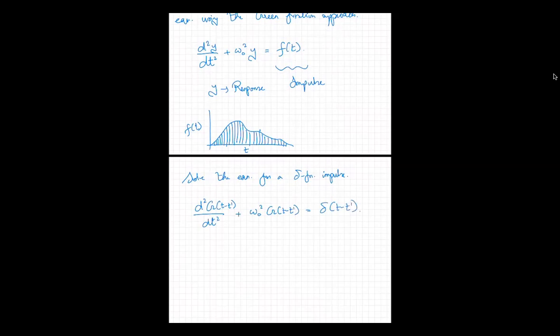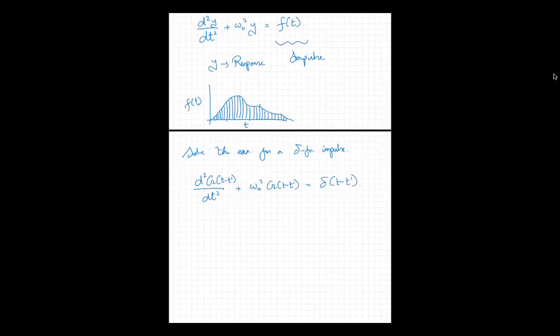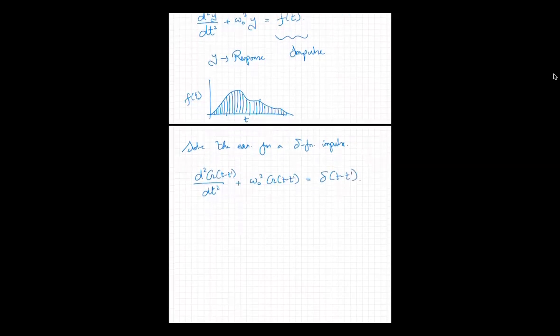Now, instead of carrying this t minus t prime, I might as well call it a different variable, just t itself or some time tau. So I can write this equation as d squared g over dt squared plus omega 0 squared g of tau equals delta of tau. Now, what does this buy me?